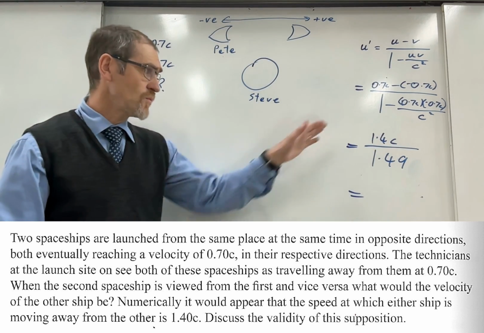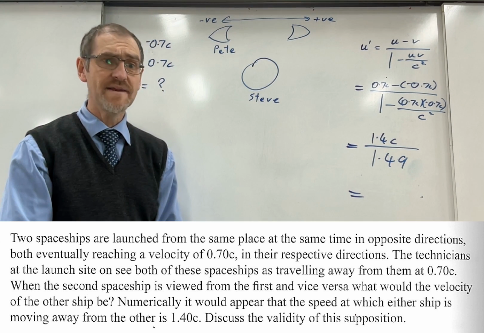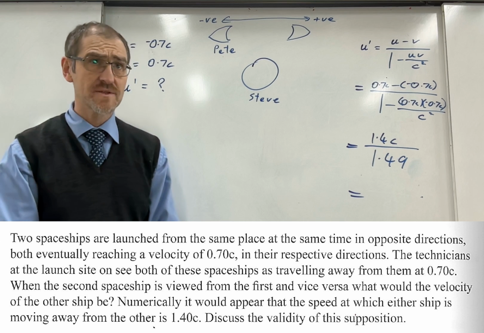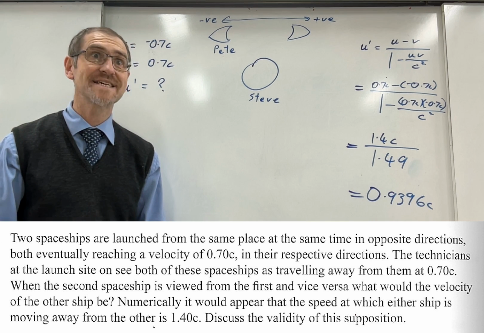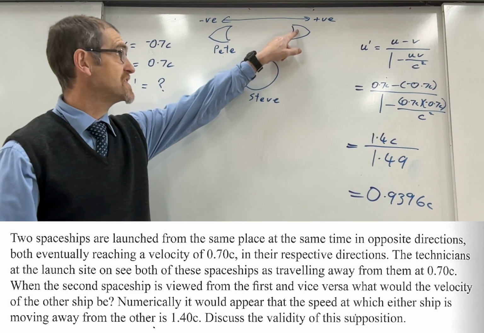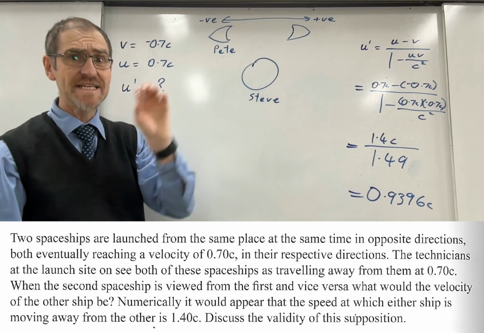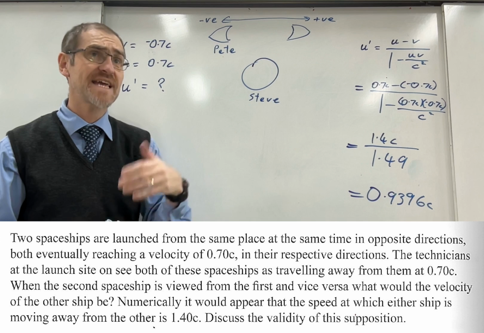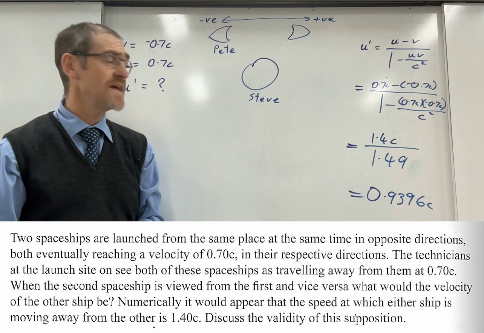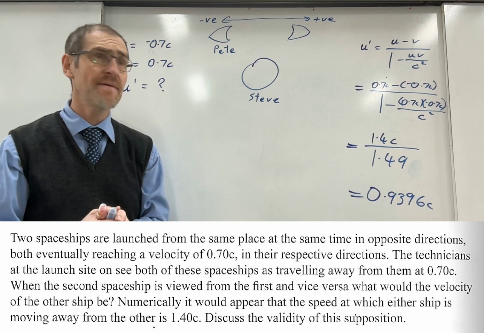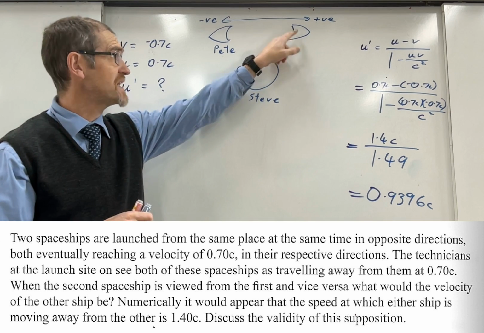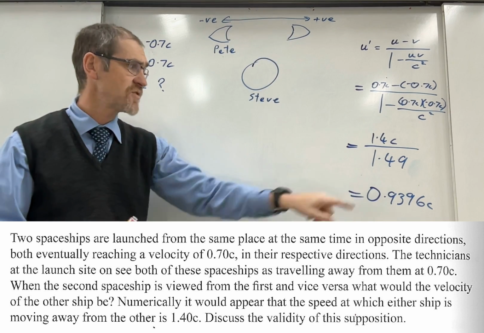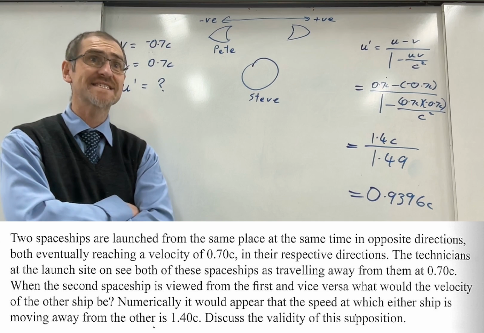So we end up with 1.4 c over 1.49, which gives us a final value equal to 0.9396 c. So the speed of this spaceship in Pete's frame of reference is not 1.4 c, as a Galilean system might suggest. 1.4 c is faster than the speed of light, and that's not what we think happens. No, instead, the velocity of this spaceship in Pete's frame of reference is 0.9396 c.